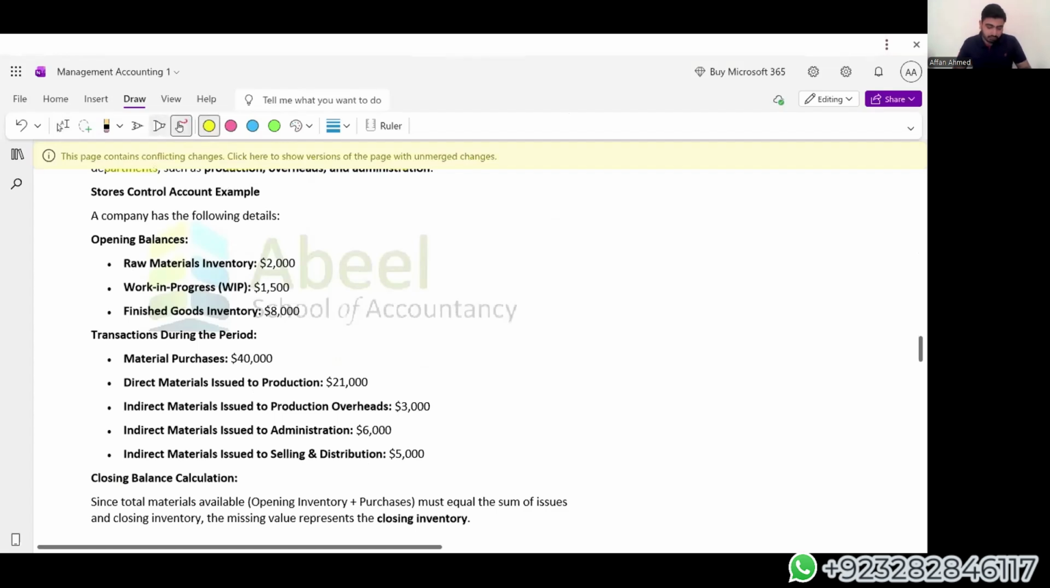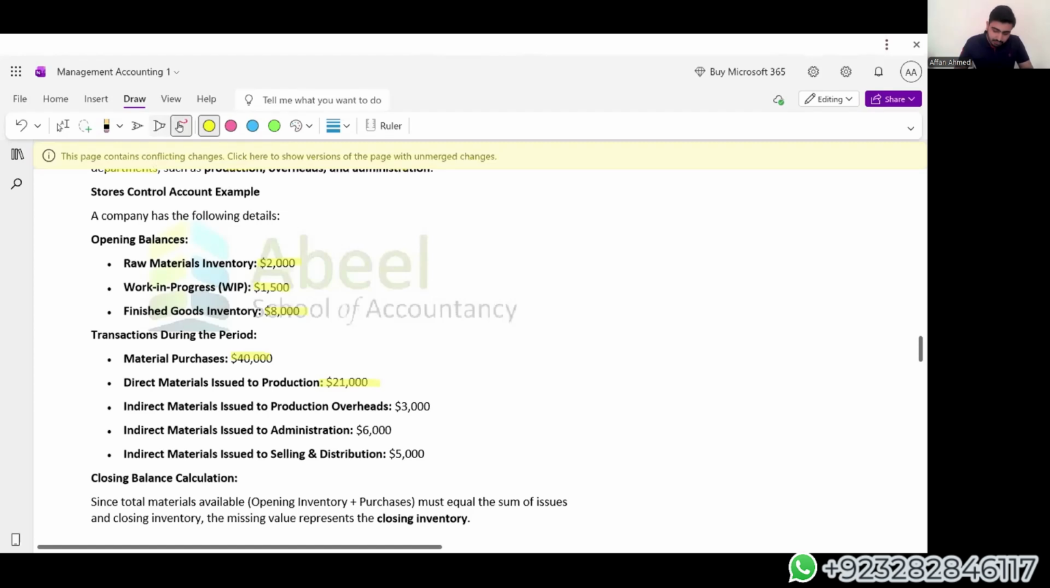So, store control account as an example. Opening balances of raw material are 2000, work in progress are 1500, and finished goods are 8000. That means this is available in the store. Now, transactions during the year. The transactions during the year were 40,000 of material purchases. If material is purchased, that means it is going to increase the value of the units that are present in the store. Now, direct material issued to production is 21,000. That is going to reduce the units that are present in my storeroom. Yes, so that is going to be credited.